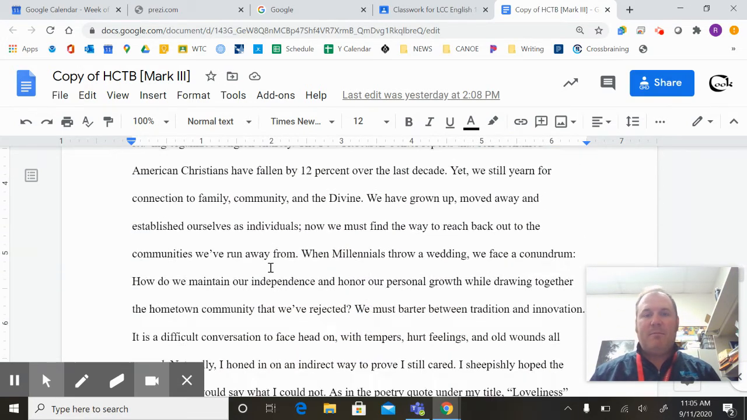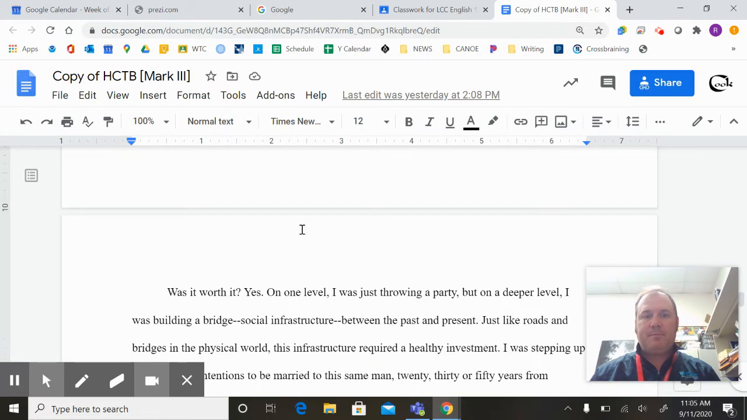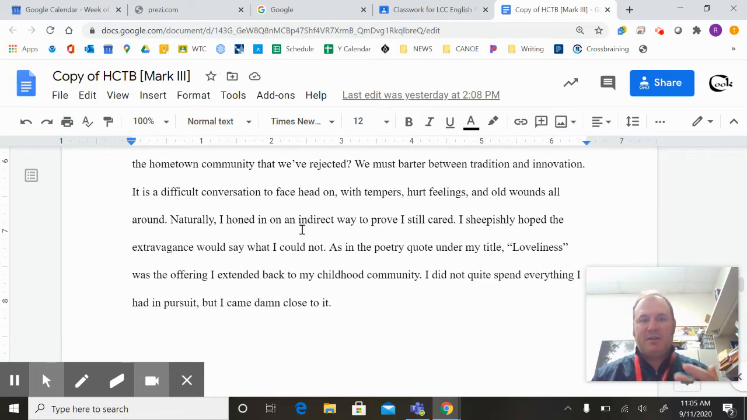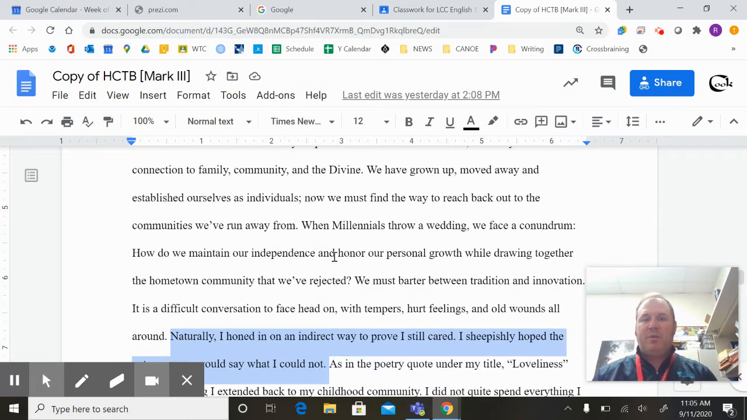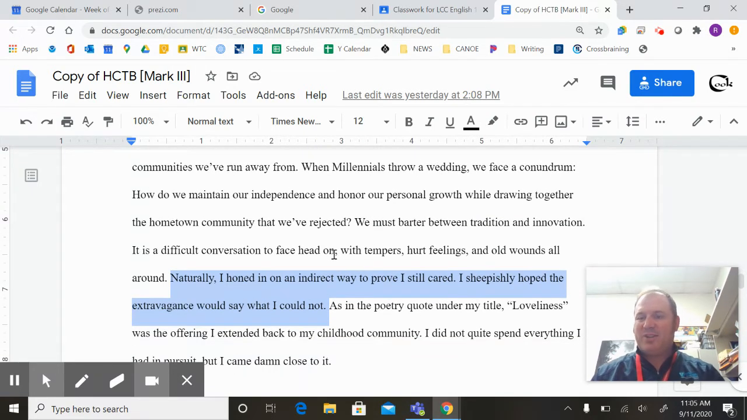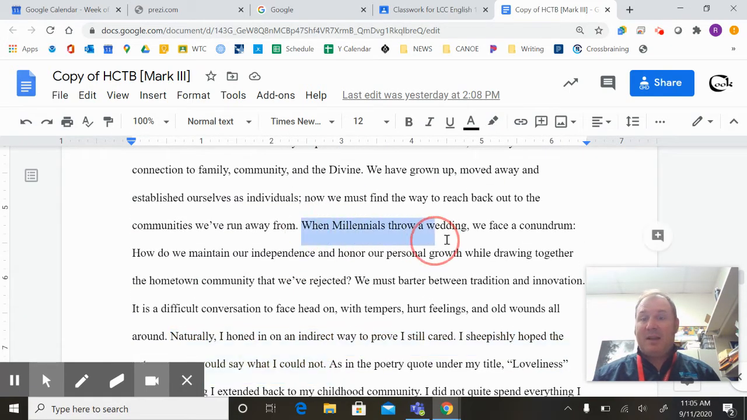And then her last reasoning was, "I honed in on an indirect way to prove I still cared. I sheepishly hoped the extravagance would say what I could not." So the idea was I throw this wedding to maintain some traditions in my family, and it's another way in which I prove myself. And she connects that to some observations she has about millennials.